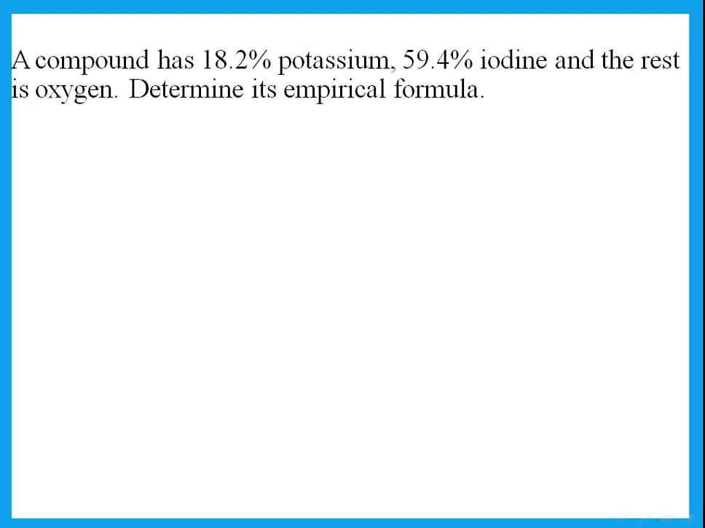A compound has 18.2% potassium, 59.4% iodine, and the rest is oxygen, and he's asking to determine its empirical formula. Now, how do I do this? I put the symbols of each one. So we have potassium and iodine and oxygen. He says I have 18.2% potassium, 59.4% iodine, and the rest is oxygen. How do I get the rest?